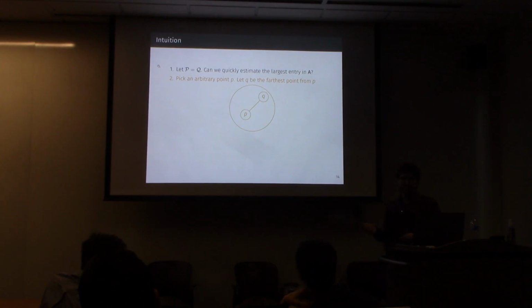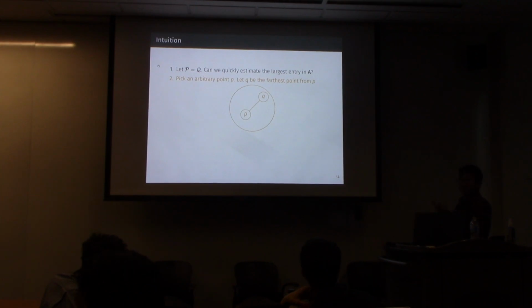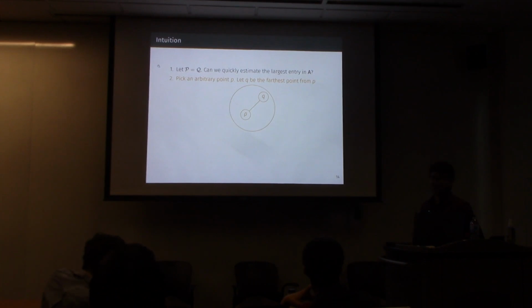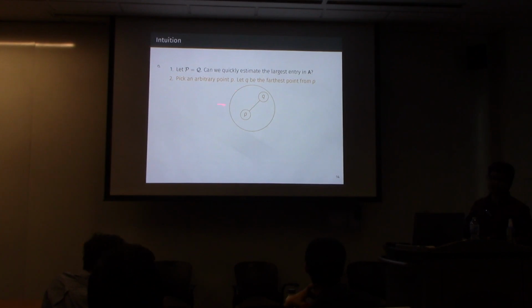I claim this distance is a 2 approximation to the largest distance in this point set. Does anyone see why that's the case? Triangle inequality. Jason? Just radius and diameter. Exactly. So in the best case, the p that I picked would be the center of my point set. That would give me the distance between p and Q to be the radius, which is a 2 approximation to the diameter. In other cases, I'm only doing better than a 2 approximation because this distance would be larger than my radius.